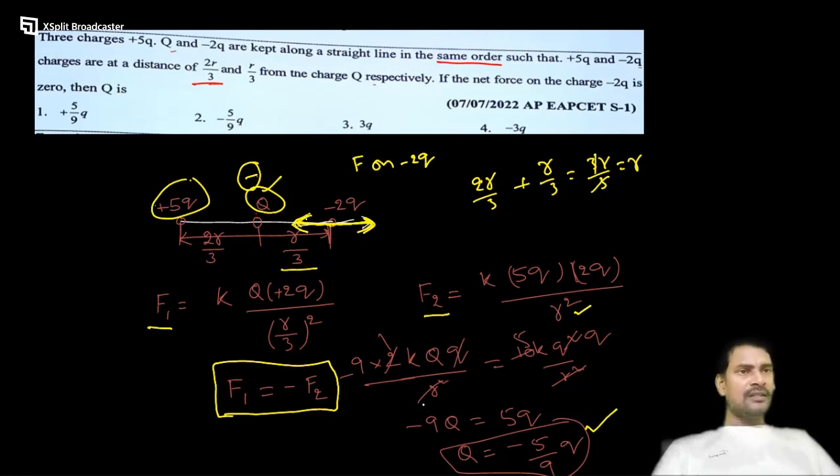Just to simplify this, how did you get this 9? See, r by 3 whole square is r square by 3 square, which is 9. I brought that 9 to the numerator into this 2 into k into capital Q into small q, and I have written it like this. You just multiply this: 5 into 2 is 10 into k into q square divided by r square. Just cancel all of them. You are left with 5q this side and minus 9Q this side. We want capital Q, so keep capital Q on this side and bring this 9 to the right side. So minus 5 by 9 into q is the answer. So minus 5 by 9 into q, option 2 is the correct answer.